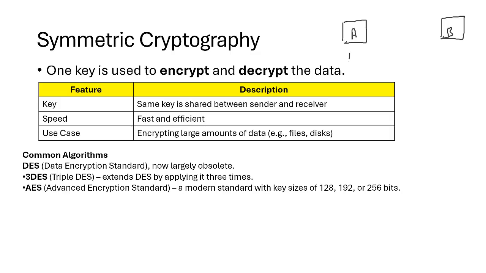So here what happened, we have a data and we have a key 1. So key 1 is used to encrypt the data and it produces ciphertext. So A will send a ciphertext. Ciphertext is called an encrypted text.